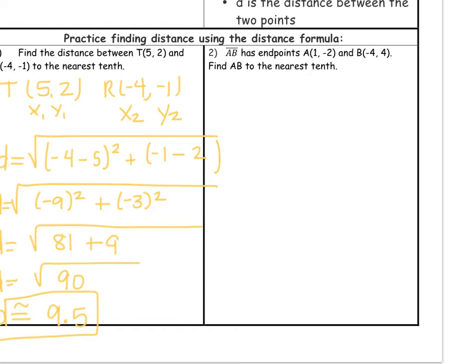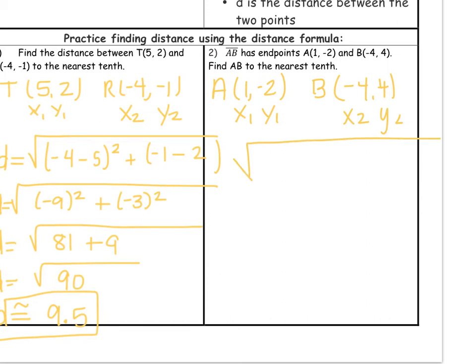So I'm going to go ahead and identify point A as my first point. And so that's 1, negative 2. So x1 is going to be 1 and y1 is going to be negative 2. And my second point, negative 4, 4. My x2 value is negative 4. And my y2 value is positive 4. I'm going to plug it in the distance formula.